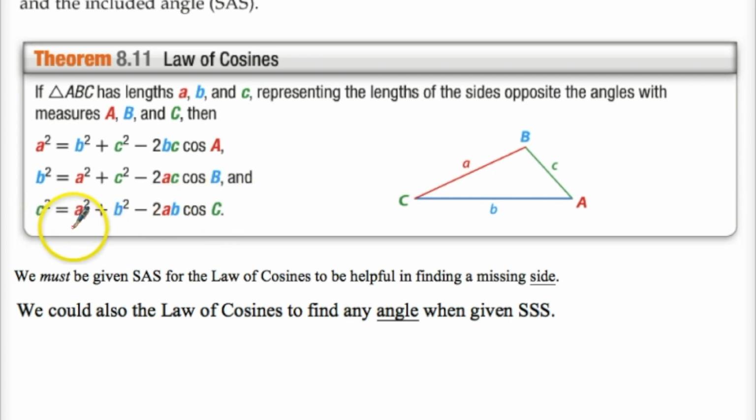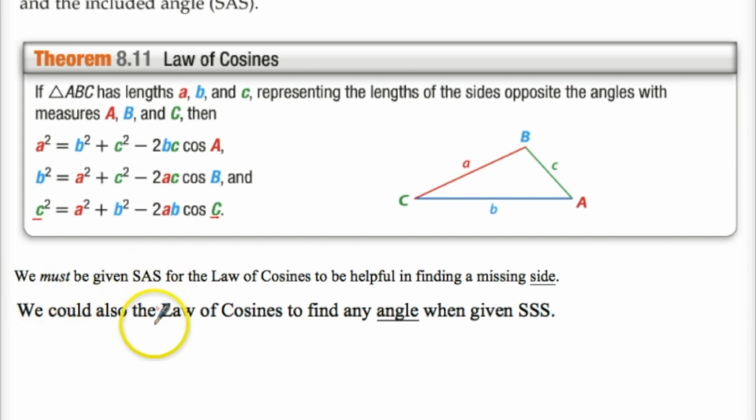So c squared equals a squared plus b squared minus 2 times the product of those two sides times the cosine of the angle. And notice this is a C here, and this is a C here. So this angle has to be describing the angle that's opposite the side that's by itself in this equation. That's actually the main thing you have to keep track of, that this side is opposite this angle. You're not going to mess up the other two if you get that figured out.